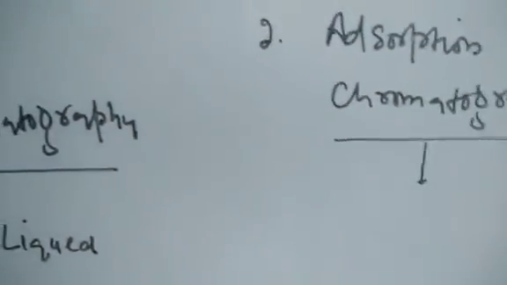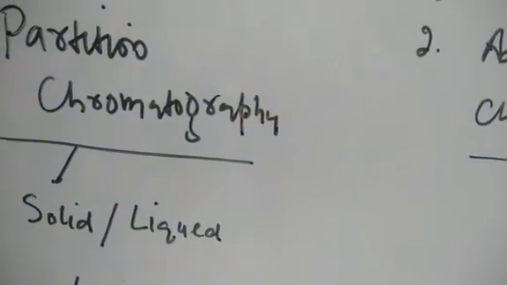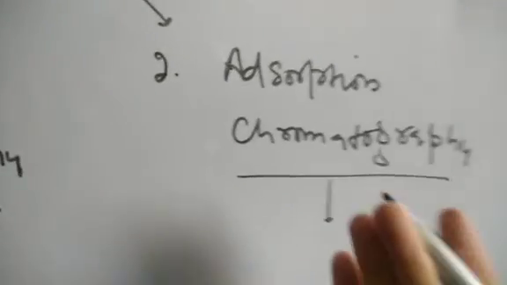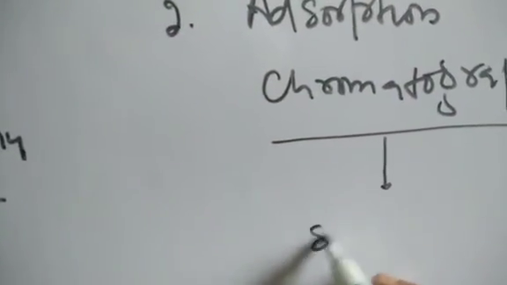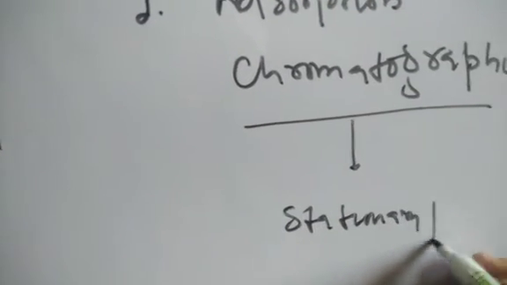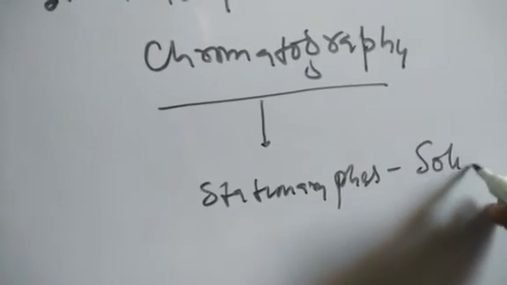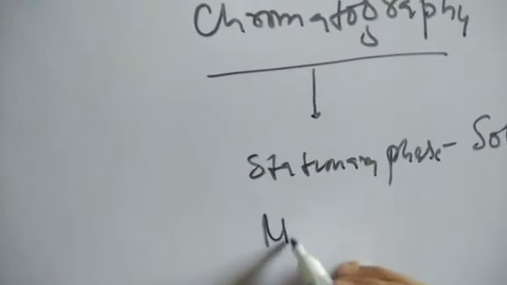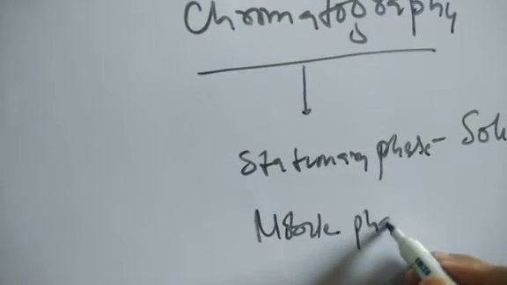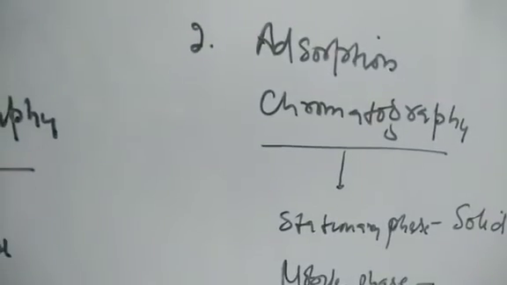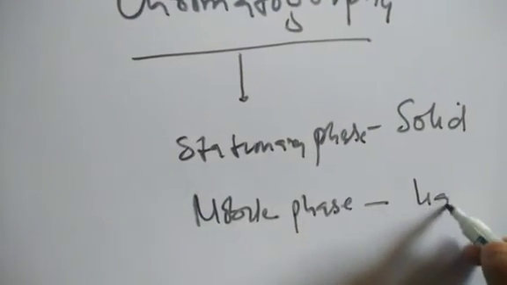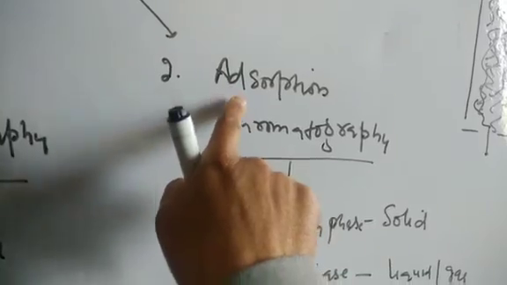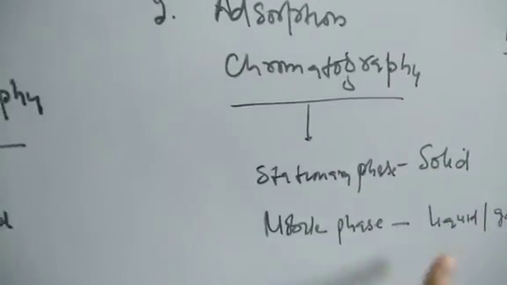Fine. Similarly, in adsorption chromatography, the phenomenon itself says there is some sort of adsorption. Obviously, for adsorption the stationary phase is solid. And the mobile phase can be a liquid or a gas. Adsorption is very easy to remember: it means the solid phase surface, the material is getting adsorbed on the surface. So the stationary phase is solid, and the mobile phase can be liquid or gas.